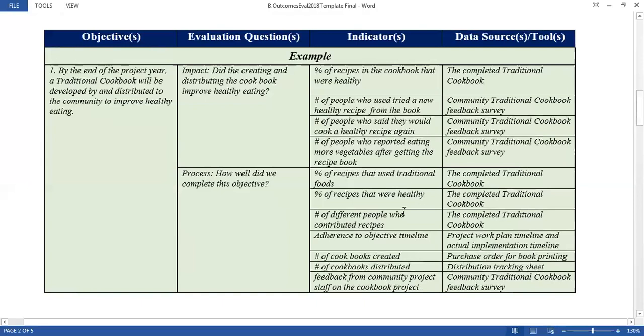So that's just one example of how you would take an objective from your work plan, figure out what you want to know about that at the end of the project year. Indicators would determine how to answer that question, and then your data sources are where you're going to get that information for your indicators.